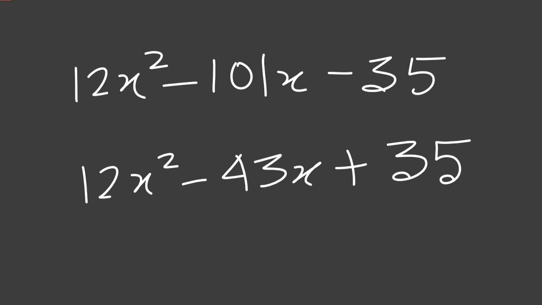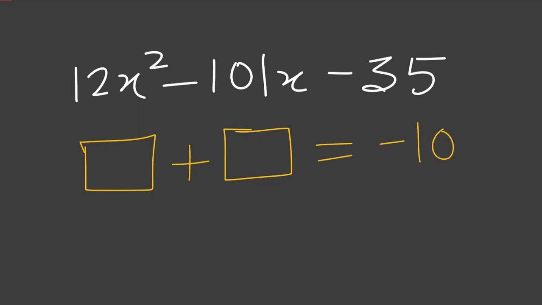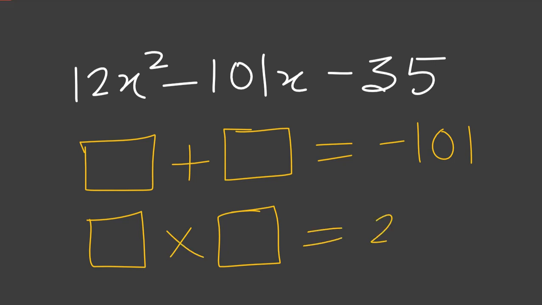Let us first describe the first problem, and then we shall go for the next one. First problem we shall discuss. So you are being told that you need to find two numbers which on adding or subtracting give you minus 101, and these two numbers on multiplication will be equal to 12 into 35, right? And the sign of 35 is minus, so minus 35. That is what you are being told till now.